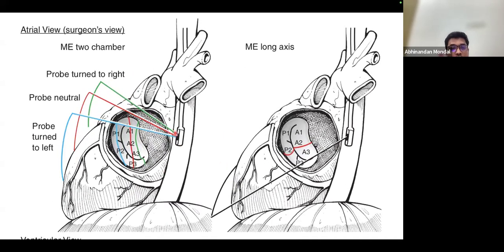While the surgeons see, if the probe is neutral, you can see A1, A2, A3, and P3. It moves like that.